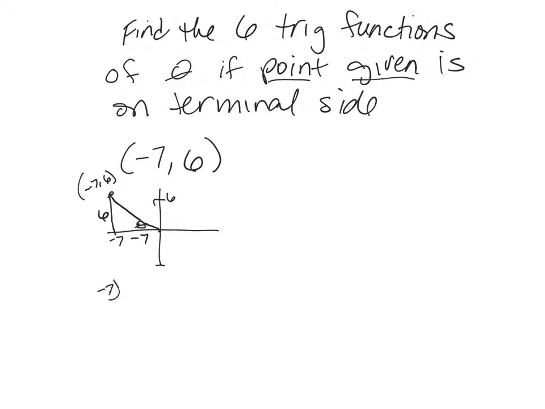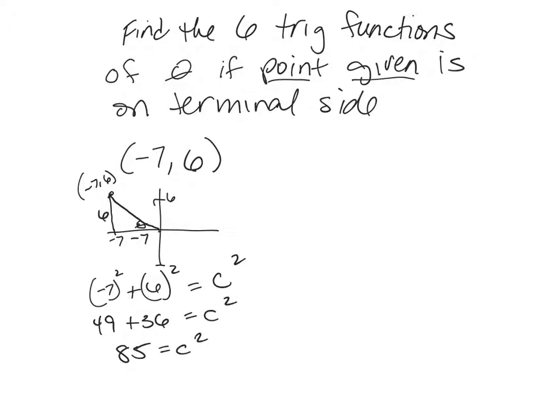So we have negative 7 squared plus 6 squared. And if you don't use parentheses here, you're going to get in big trouble. You can actually leave off the negative signs, and it's the same difference. So 49 plus 36 equals c squared. And that is 85 maybe? So this side here would be the square root of 85. The hypotenuse is never going to be negative.